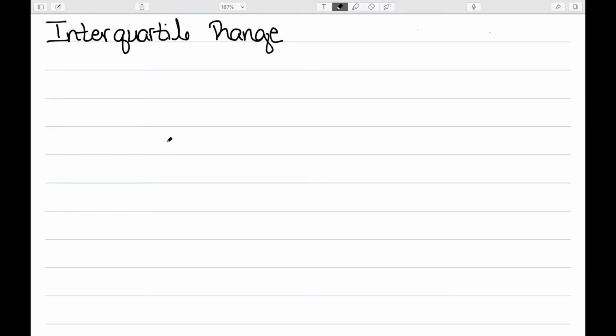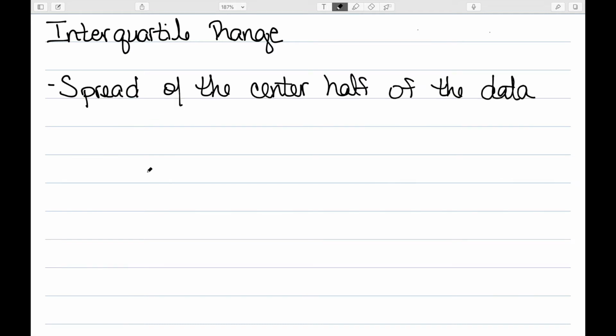In the previous video, we defined quartiles, and now I want to show how to use quartiles to determine outliers, or these extremely strange very high or very low values. To do this, I'm going to start with the idea of the interquartile range. The interquartile range is the spread of the center half of the data.